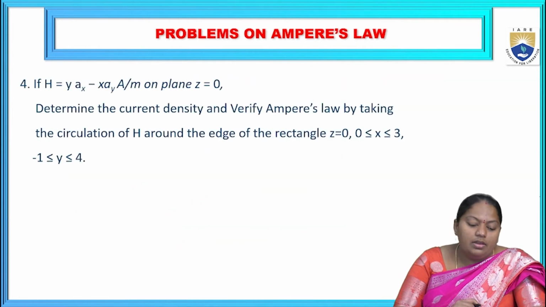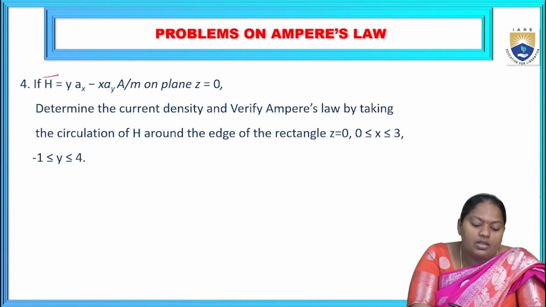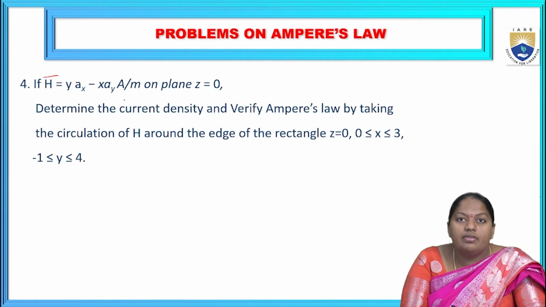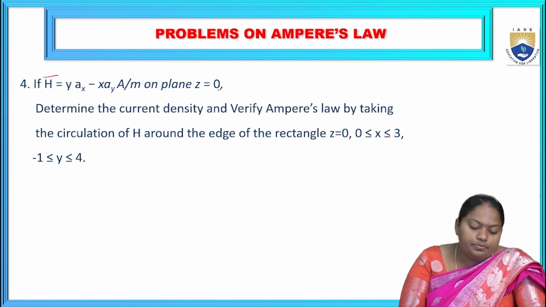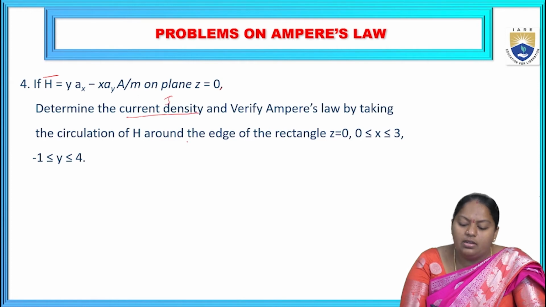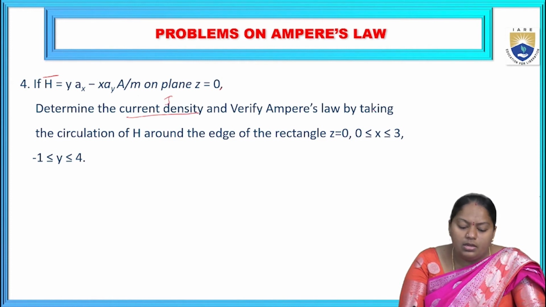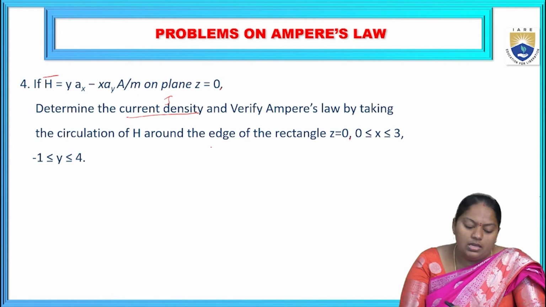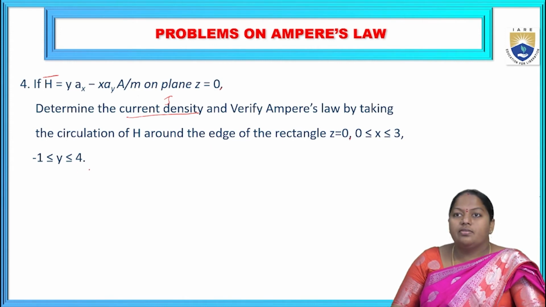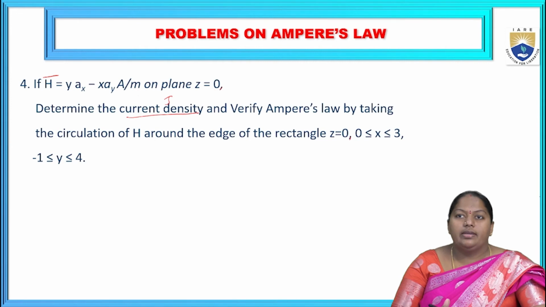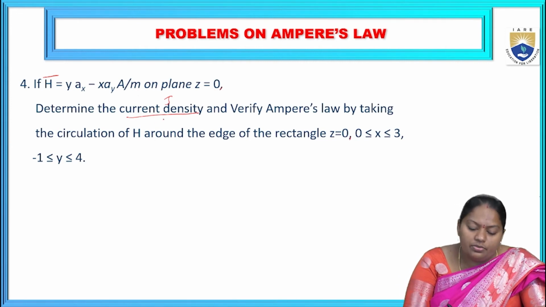Next, another: if H is equal to y ax minus x ay ampere per meter on the plane z is equal to 0, determine the current density J, and verify Ampere's law by taking the circulation of H around the edge of the rectangle z is equal to 0. Then the range is 0 to 3 and -1 to 4 as the x and y values. So first we have to find J.